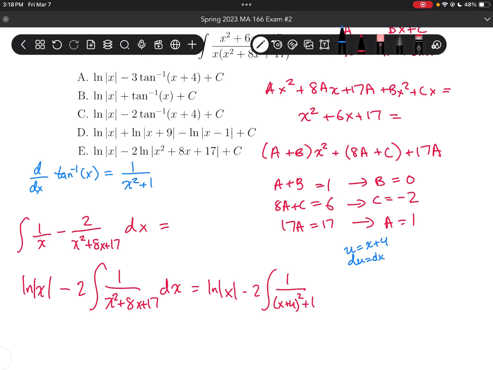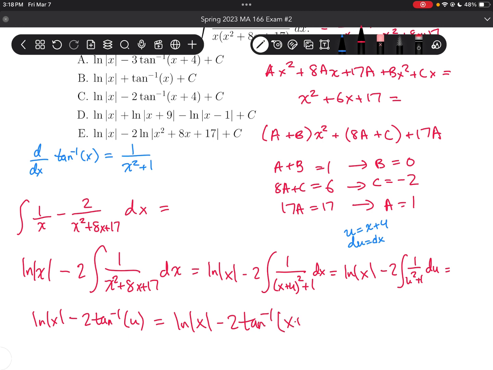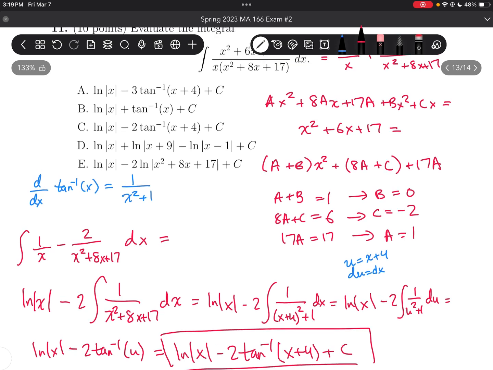Du is equal to dx. And this would equal natural log of x minus 2 times 1 over u squared plus 1 du, which is equal to natural log of x minus 2 arctan of u. And now I can just plug in x plus 4 back for u, and I get natural log of x minus 2 times arctan of x plus 4. So that is our final, plus c. That is our final answer. So the correct answer in this case would be C.